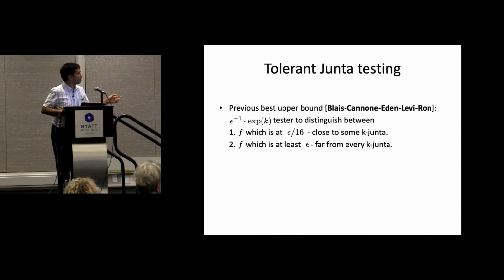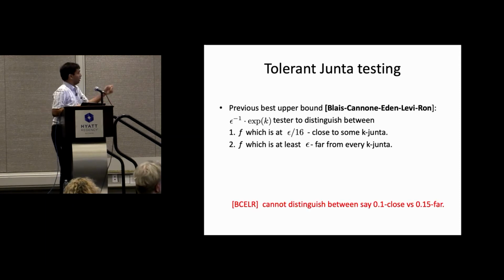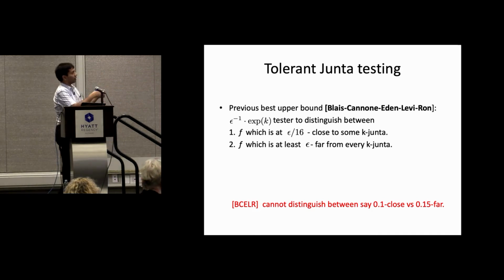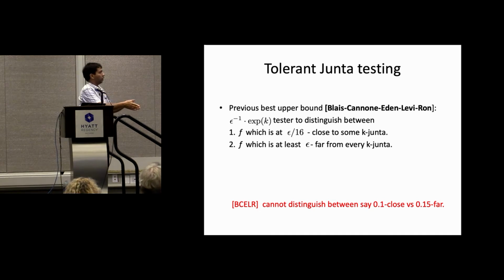On the other hand, you can see that just because of this epsilon over 16 versus epsilon, this result cannot distinguish between functions which are 0.1 close to some k-Junta versus 0.15 far from every k-Junta.